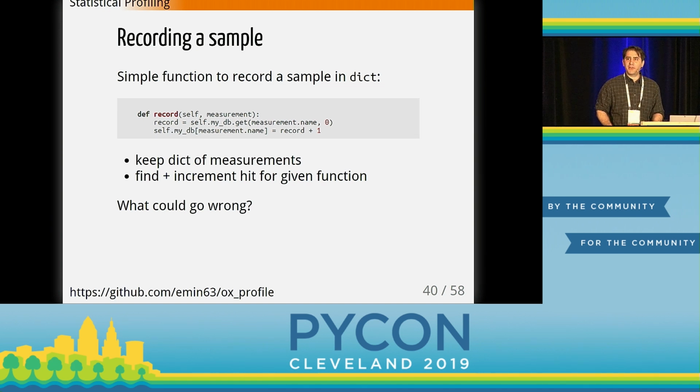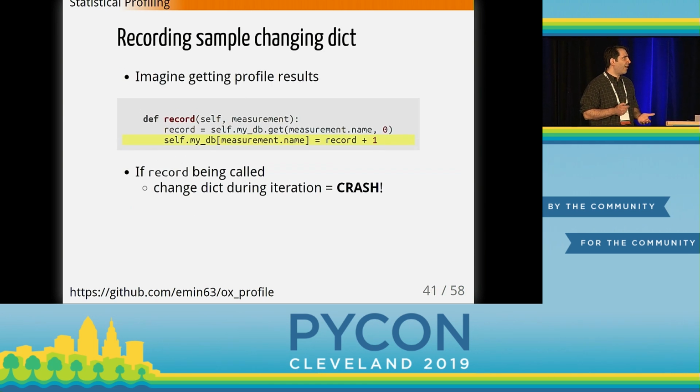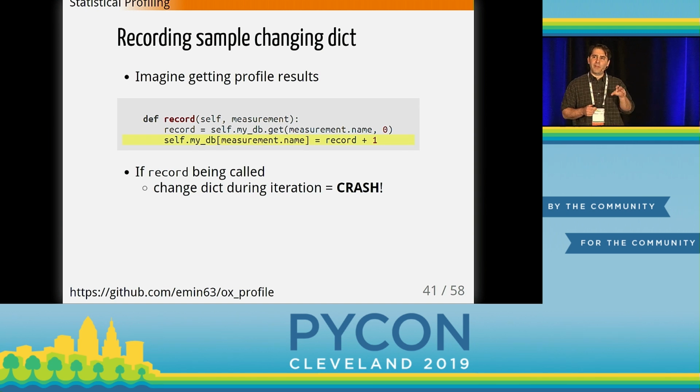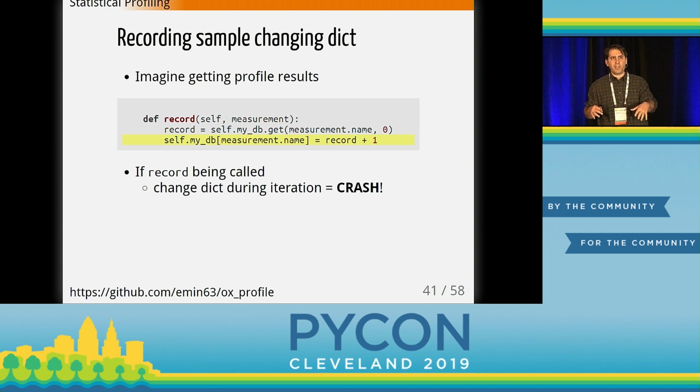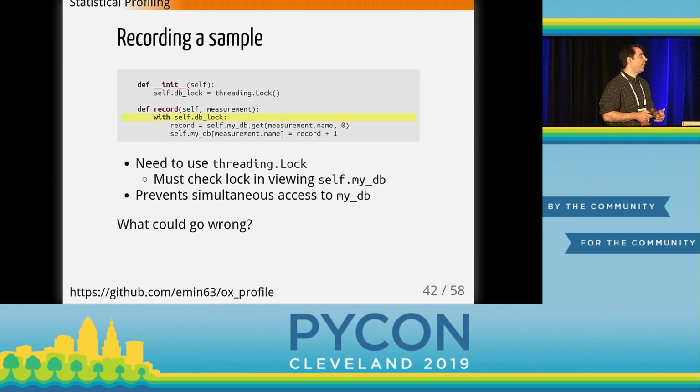It's a 2-line function. Surely nothing can go wrong here, right? So what can go wrong? Well, one thing that can go wrong is imagine that you're calling this record, or the interpreter is calling this record method when it's sampling a frame. At the same time that the sampling thread is sampling a frame, somebody calls profiler.show to see the profile right now. Or some other way they decide to access the self.mydb dictionary. Then you've got one thread modifying the dictionary while another thread is reading the dictionary, iterating over it. And Python gets really upset if you have 2 threads, one of which is modifying a dictionary, another one which is iterating over it. So depending on your Python version, you'll get a crash. So what you want to do is you want to use a thread lock.